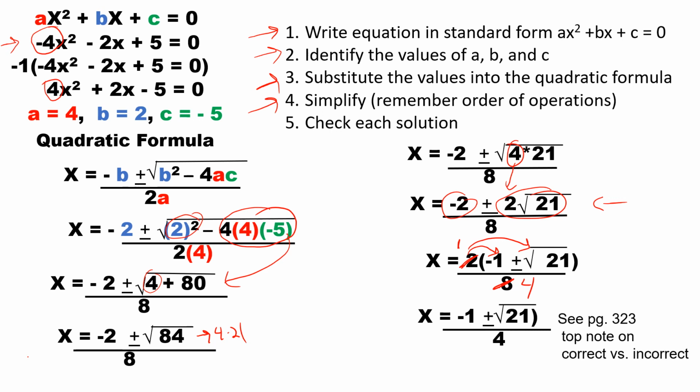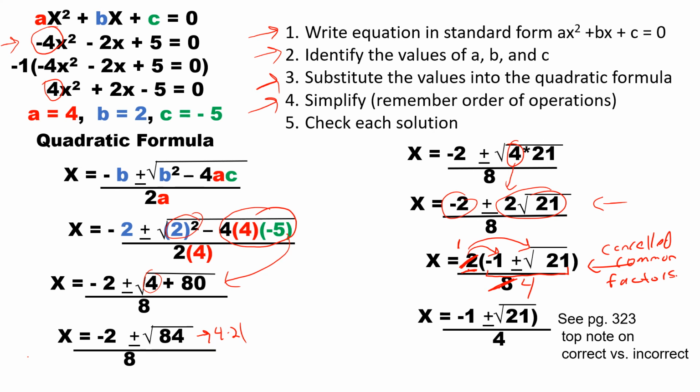I want to make sure that you go and look at page 323 at the top. There's a note on correct versus incorrect ways of reducing fractions. Notice here, 2 was being multiplied. So this is a factor and this is a factor. Because they're factors, I was canceling out common factors, right? I canceled out common factors.